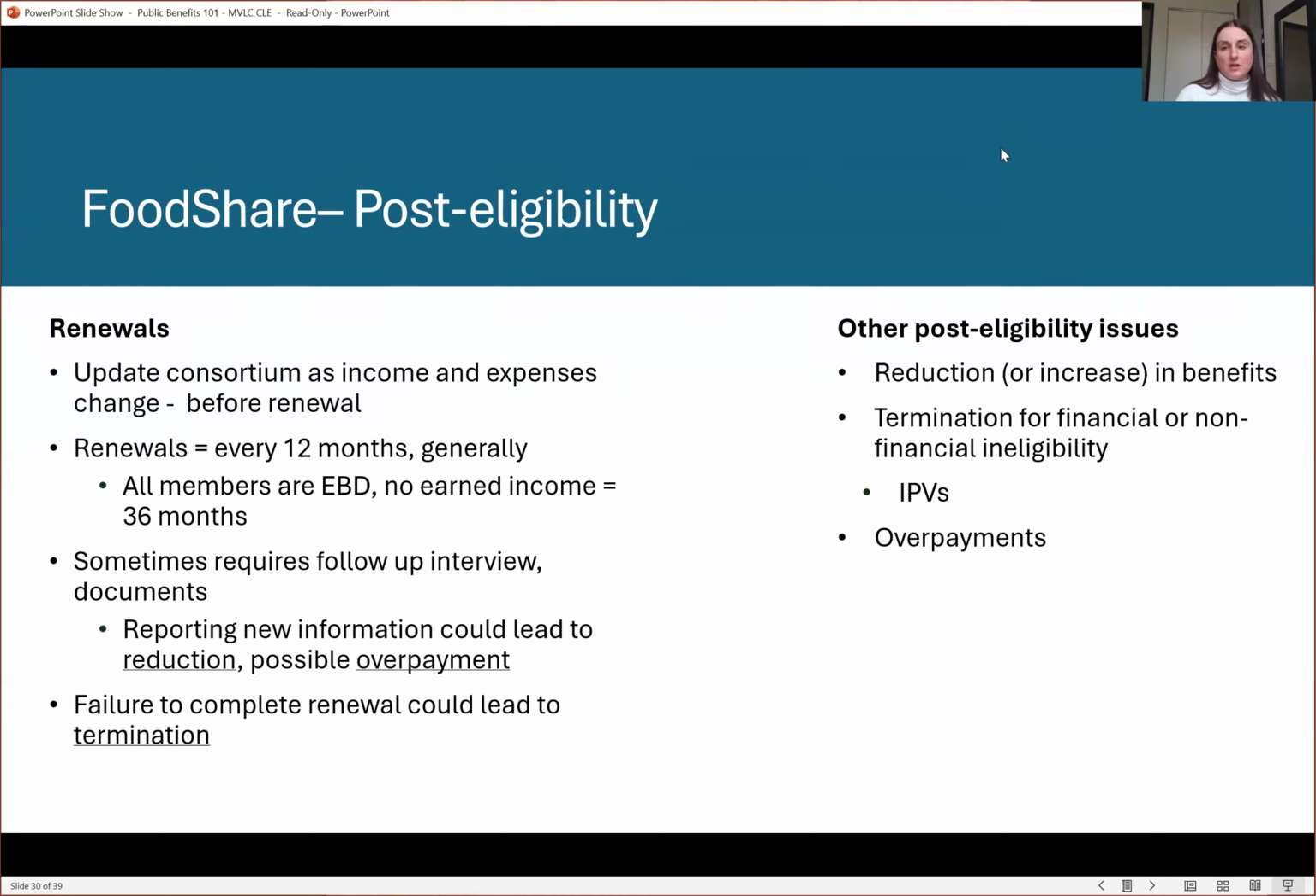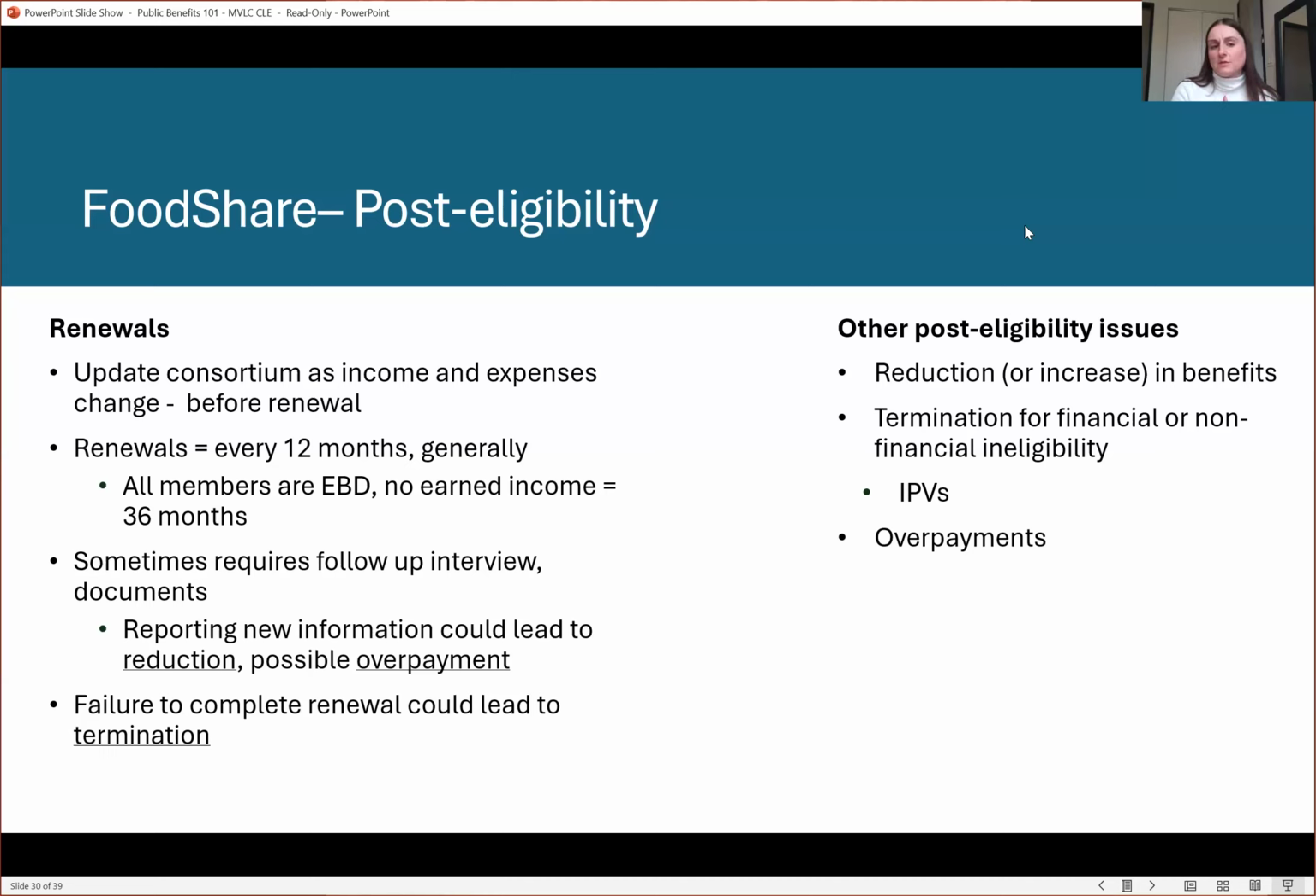Post-eligibility issues: just as with Medicaid, there are renewals for FoodShare. A very important note with FoodShare, because there are overpayments in FoodShare: encourage clients to update the consortium as income, expenses, and circumstances change before the renewal. Within 10 days of the change is what they're supposed to do, but to avoid overpayments, update the agency as soon as these happen, before renewal season, before they request that information. Renewals are generally every 12 months. With some EBD households, they're 36 months, though. That's a pretty recent change.